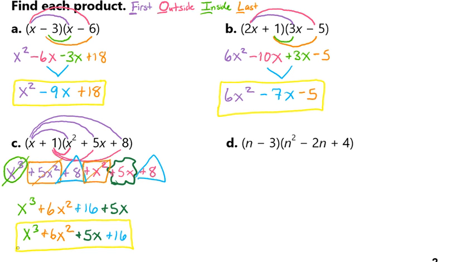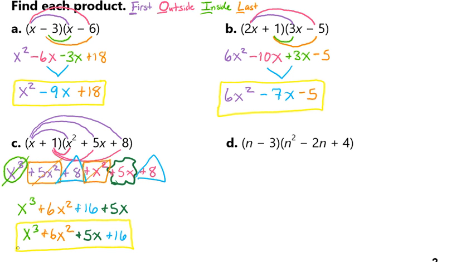Go ahead and try letter D on your own. So push pause and work out the problem. When you're done, push play, and let's see if you were right. So here we have n minus 3 times n squared minus 2n plus 4. So we'll need to do some distributing.